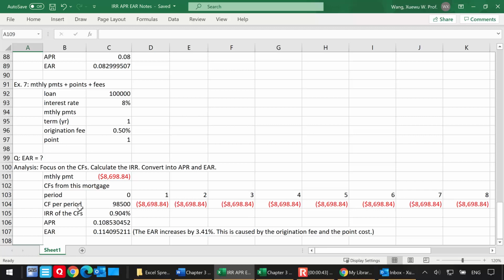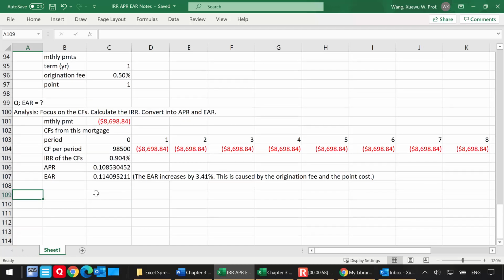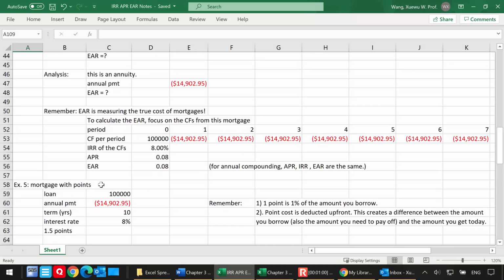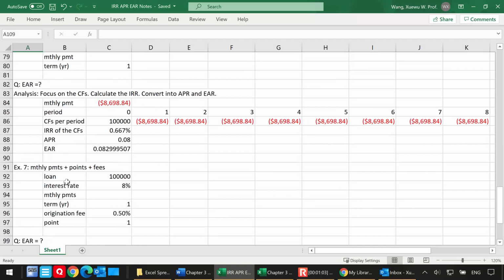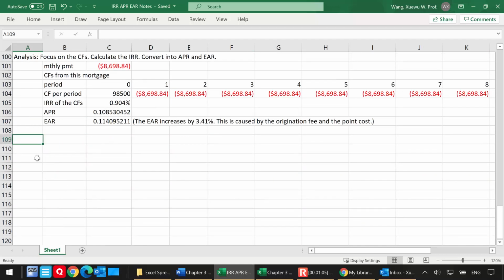If you want to calculate EAR, you follow our examples and focus on the cash flow, and you get the IRR, then convert that into APR and EAR eventually. Here I'm going to discuss the second application, which is analyzing leasing versus buying. EAR application number 2.